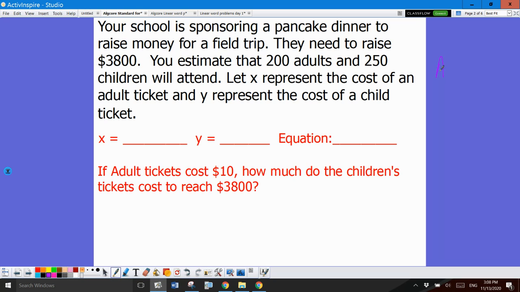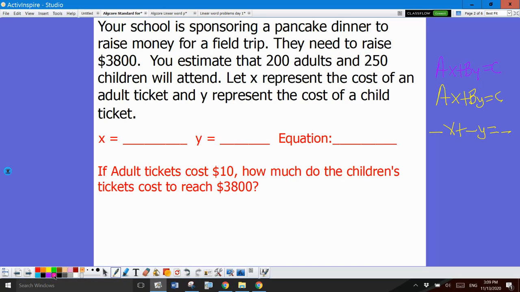So we need to think about AX plus BY equals C. Let me write that in yellow so we can see it. AX plus BY equals C. Remember, something X plus something Y equals a total.